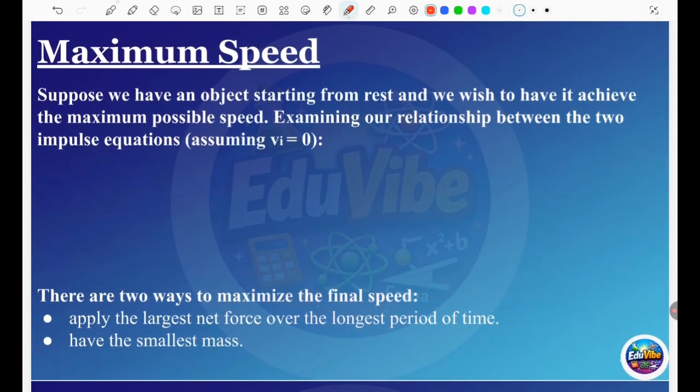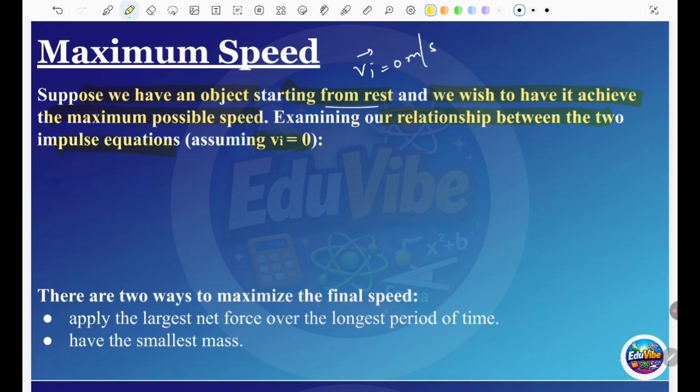So let's imagine a situation where you have an object starting from rest. If it is starting from rest, you know that vi is equal to 0 meters per second, which is your initial velocity. Then we wish to have it achieve the maximum possible speed, and then you examine the relationship between the two impulse equations.